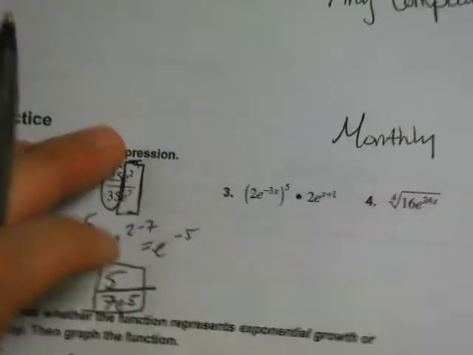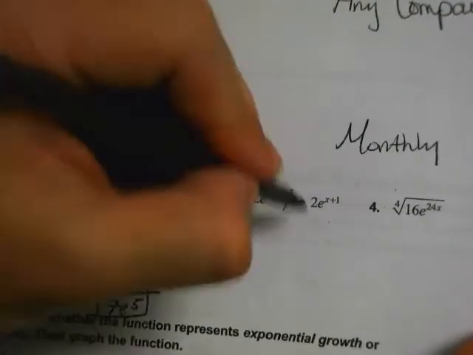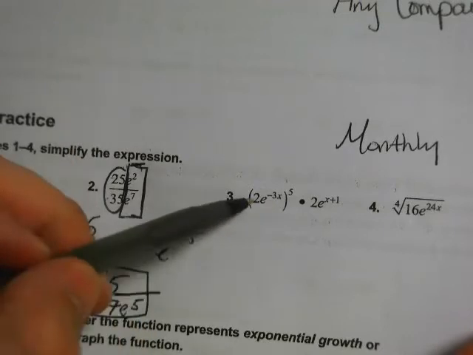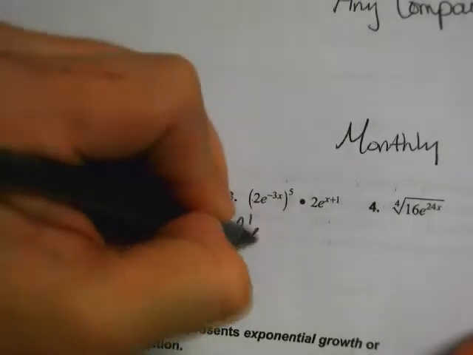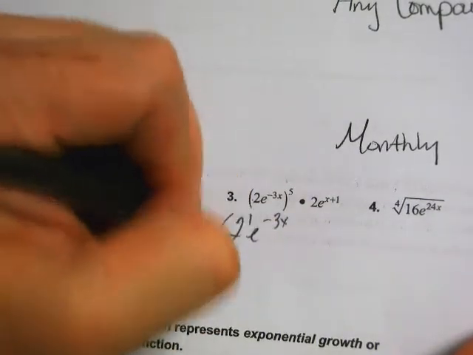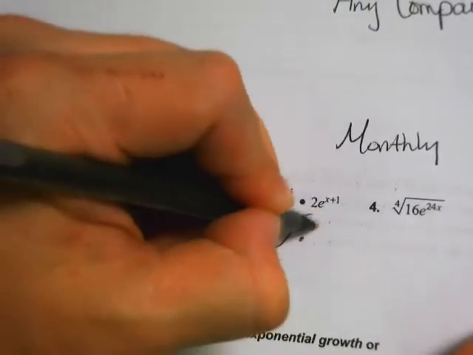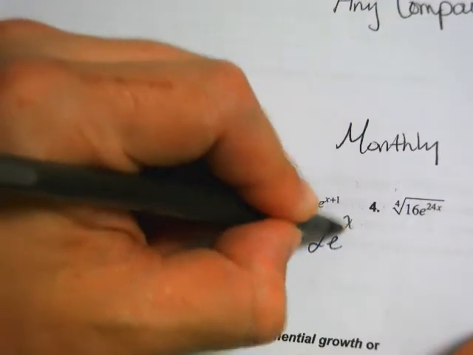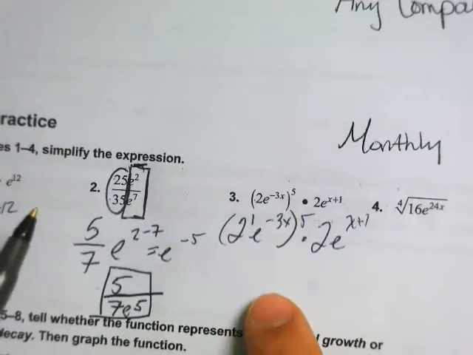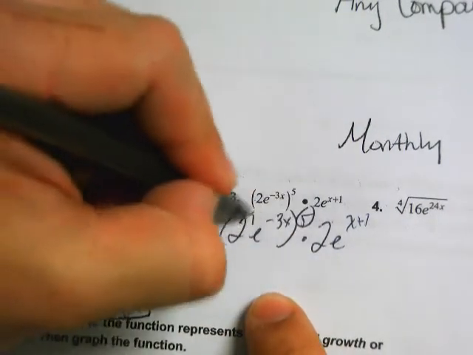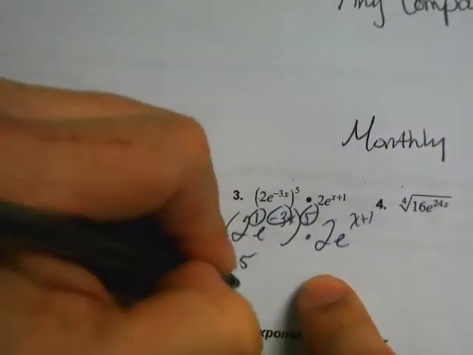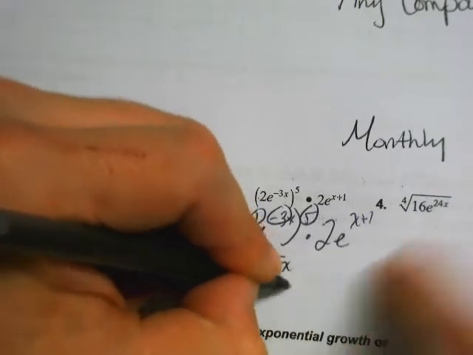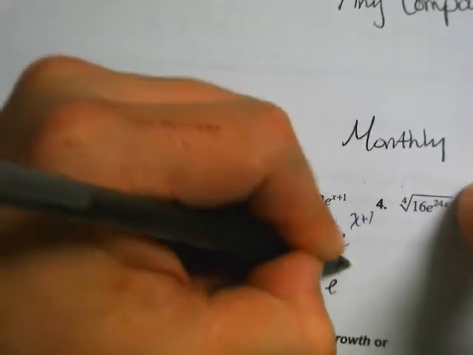On to number 3. We're going to take our coefficients and our variables separately. So you're going to have 2 to the first, e to the negative 3x raised to the power of 5, times 2 times e to the x plus 1. So this 5 is a power of a power, which means we can multiply these exponents. So 2 to the 5th, e to the negative 15x, times 2 to the first, e to the x plus 1.